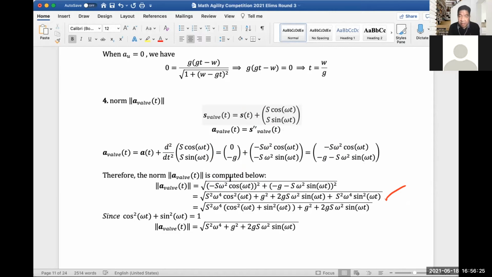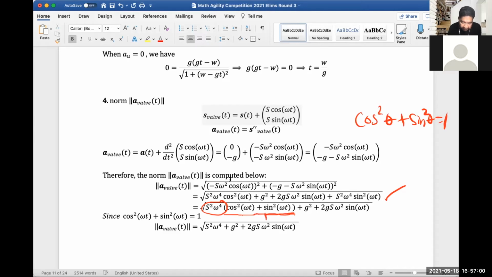And if you rearrange them, you would observe that we can combine s squared omega squared with cosine squared omega t and sine squared omega t here. We just factored it out afterwards, right? And since in trigonometry, cosine squared theta plus sine squared theta is equal to 1, this would be equal to 1 here.